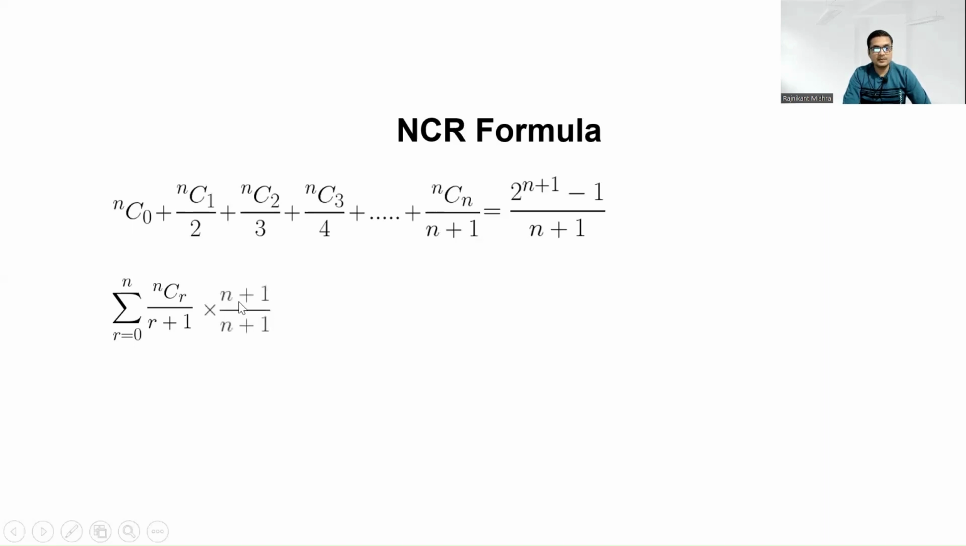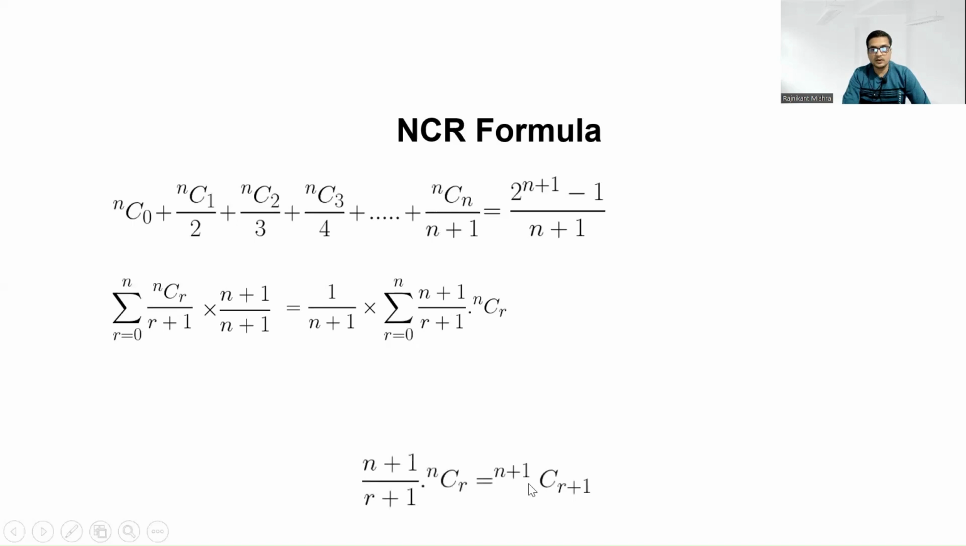Now multiply n plus 1 in numerator and denominator. Now take 1 by n plus 1 common, n plus 1 by r plus 1 into NCr. In the last video, we have proved this formula n plus 1 by r plus 1 into NCr is equal to n plus 1 C r plus 1. So replace it with n plus 1 C r plus 1. We can write it as sigma r is equal to 0 to n of n plus 1 C r plus 1.